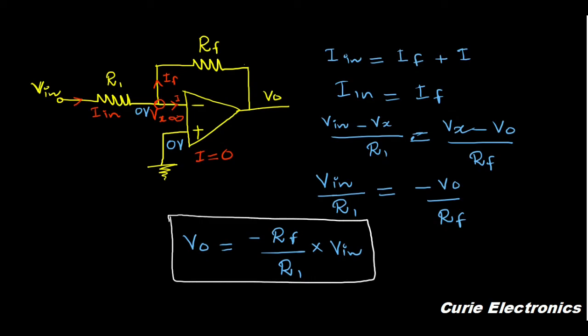So at the node we have applied KCL, and you should know that the op-amp input terminal doesn't draw current because it has a very high impedance, and due to virtual ground, both the inverting and non-inverting terminals will always try to maintain the same voltage.